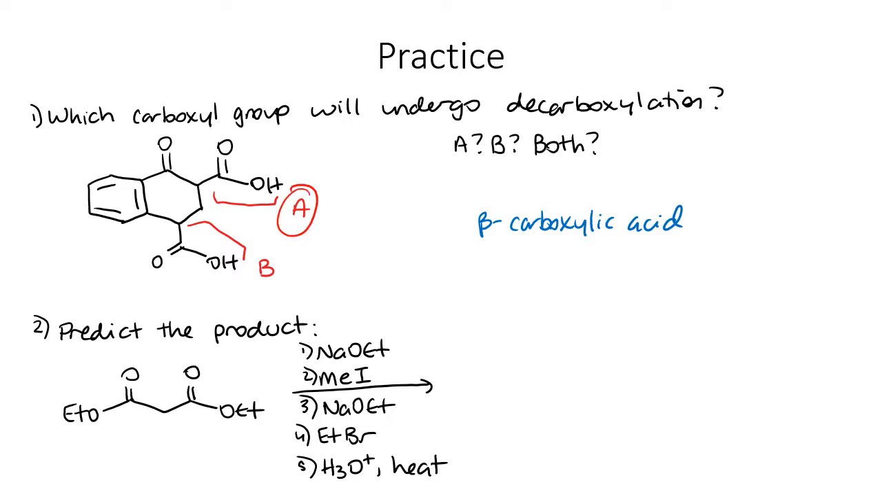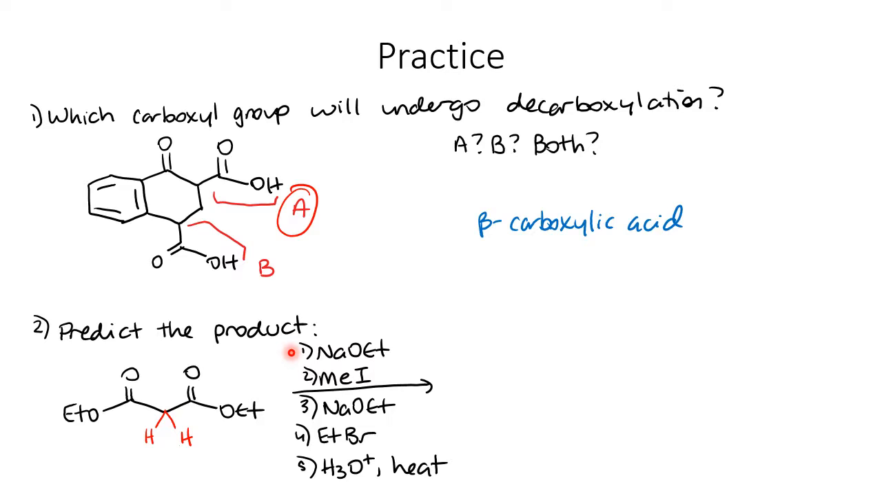Now let's work through the predict the product for number 2. We're starting with diethyl malonate, and we have a multi-step synthesis. So starting off, let's take into account every single step here. Step 1 is we have sodium methoxide. Now we know sodium methoxide is going to remove one of the alpha hydrogens. Now in diethyl malonate, there are 2 alpha hydrogens.